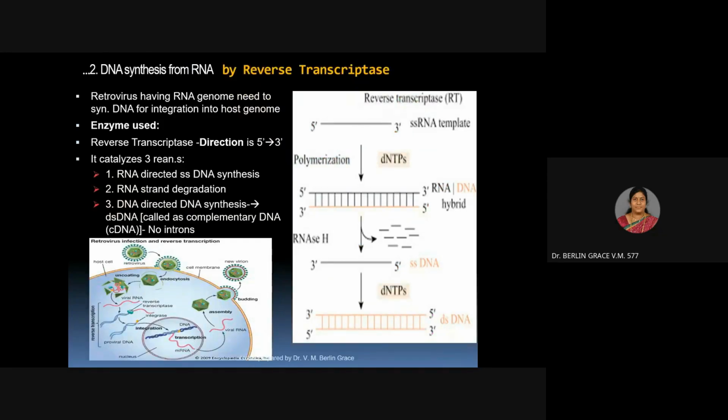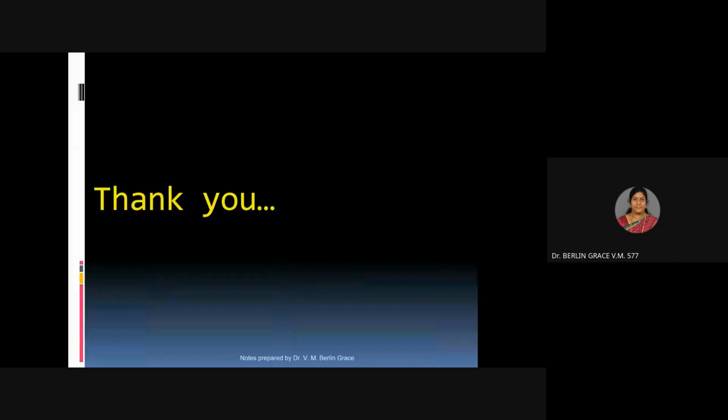And reverse transcriptase: certain RNA viruses have to integrate into the DNA. For that, the conversion of RNA to DNA happens. This is done by a special enzyme called reverse transcriptase. That will synthesize a complementary DNA sequence, and then the existing RNA will be degraded, and for that complementary sequence one more sequence will be synthesized, so double stranded DNA will be synthesized. This is called cDNA. This is what is used in genetic engineering concepts, and from RNA we can synthesize DNA. Thank you.